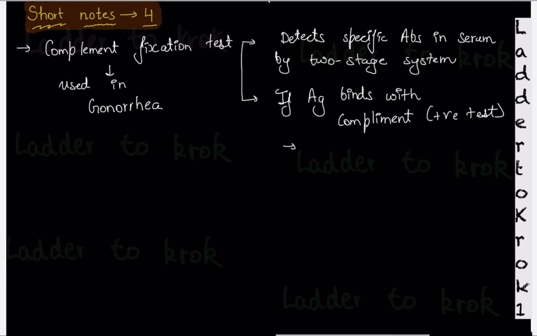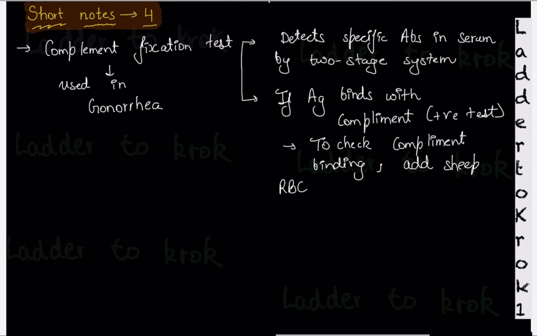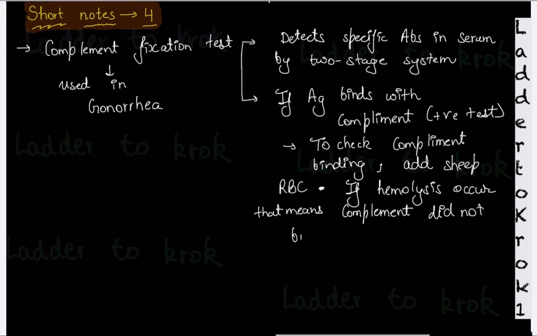To check complement binding, whether they are bound together or not, we add sheep RBC (red blood cells) to the solution. If hemolysis occurs, that means the complement did not bind, so that means a negative test.